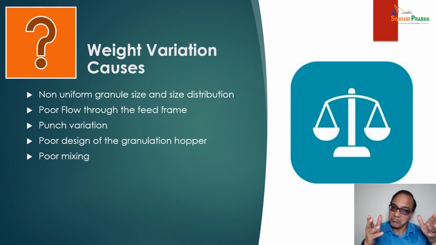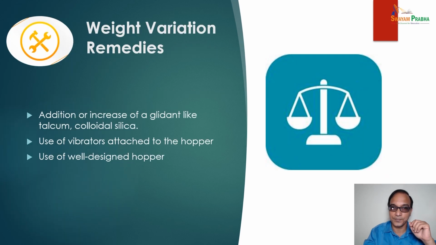What are the causes? Non-uniform granule size and size distribution. If granules are of different size distribution, or if the flow property is not good in granules, like we have discussed in the case of the hopper also, if you charge it and the flow property is not good, the mixing will not be there. Content uniformity and weight variation may be caused by this. Punch variation, poor design of the granulation hopper may also be the cause, or poor mixing obviously. So poor mixing, non-uniform sizing, and poor flow are the major causes of weight variation.